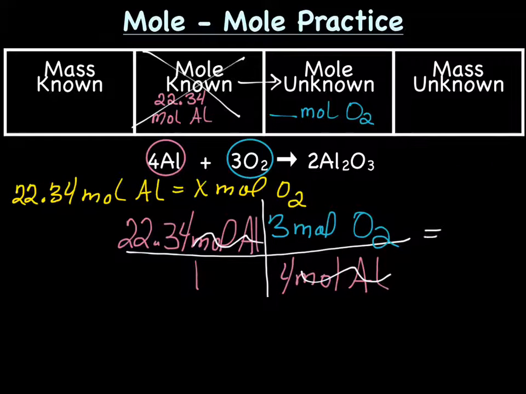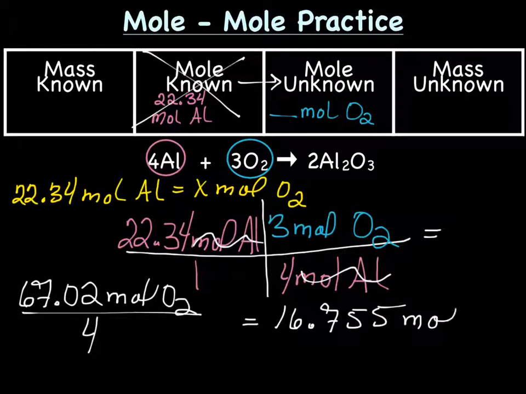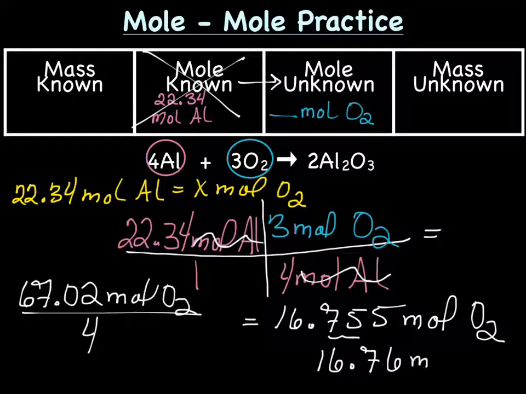So now we simply multiply across the top. So 22.34 times 3 mole O2, giving us 67.02 mole O2. Multiplying across the bottom, which is 1 times 4, giving us 4. Now divide 67.02 divided by 4, and that gave me 16.755 mole O2. And that answer is fine, but you might want to round it, and you can round so that there are 2 digits after the decimal, which would give us 16.76 mole O2.